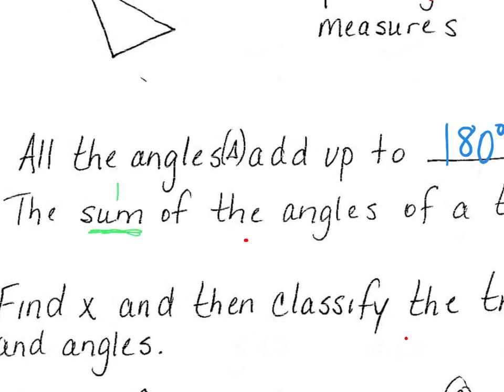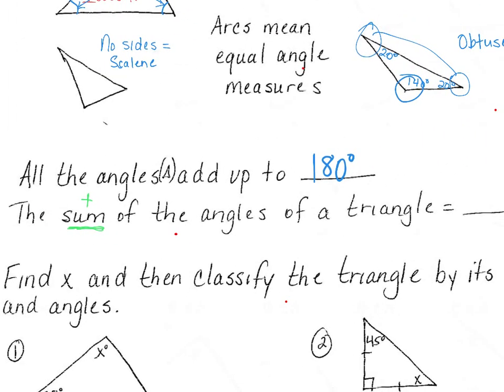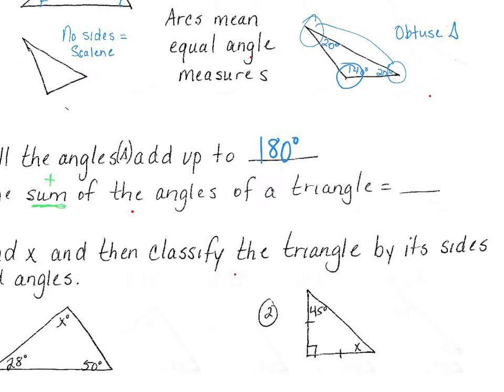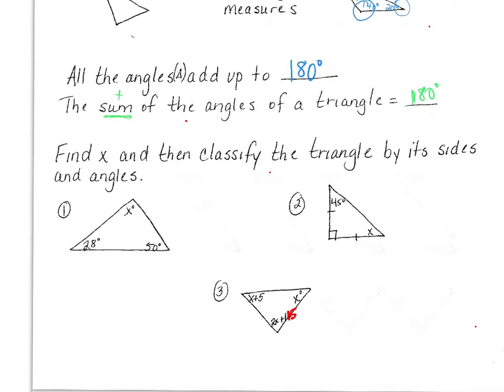Kingston? The sum of the angles. So if you add the angles together, it's going to equal what? 180. That's all they're saying. Okay? So these next problems say, find x and classify the triangle by its sides and its angles.